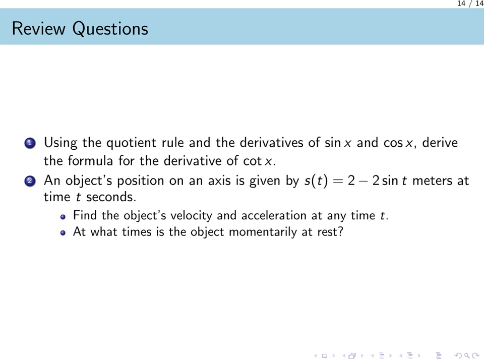The second problem gives you a position function, s of t equals 2 minus 2 sine of t. To find the velocity and acceleration, you will need to find the first and second derivatives of this function with respect to time. For the last part, remember that an object is momentarily at rest when its velocity is exactly 0. This means you should set your velocity equation equal to 0 and solve for the time t. Working through these examples is an excellent way to solidify the link between the abstract rules of calculus and their concrete applications.